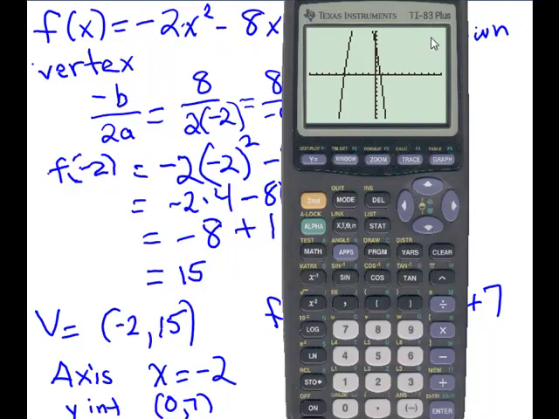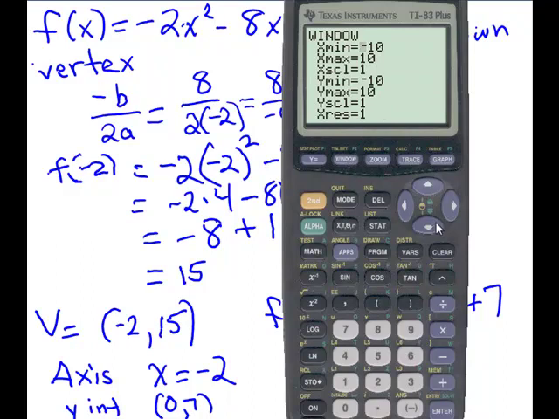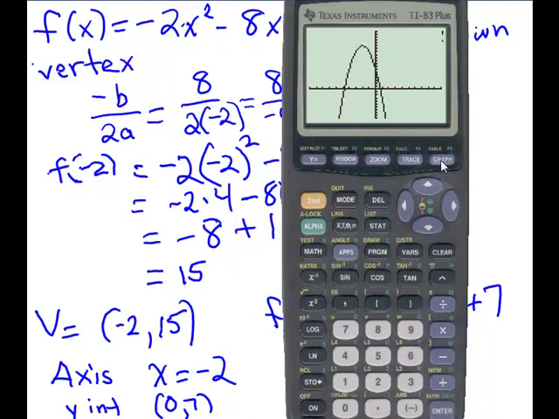You can change that though, by changing your window. I would like to go higher on the y-axis. So if I go to my window, my x is okay, but I would like my maximum y to go to 20. And I'll leave everything else the same. Now let's graph it. See, now I can see the vertex and that it opens down. And here is our axis of symmetry.